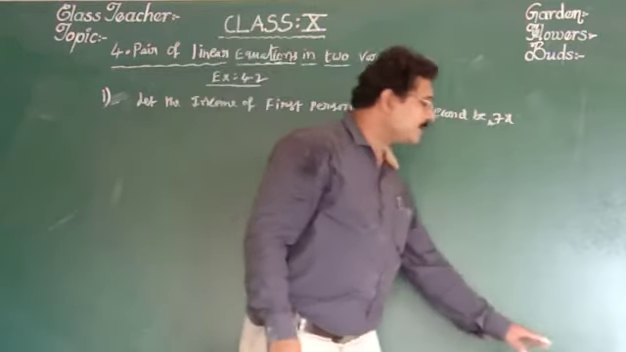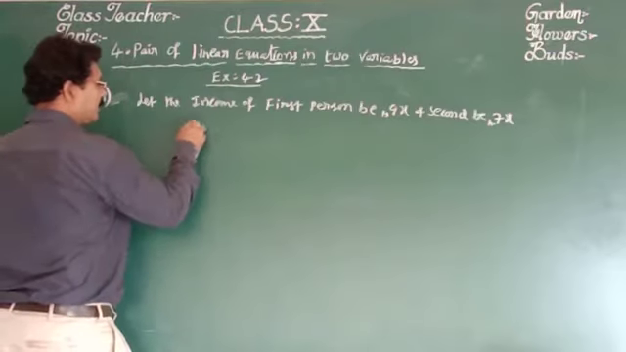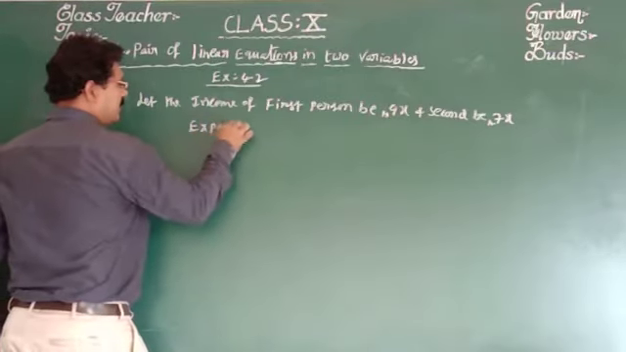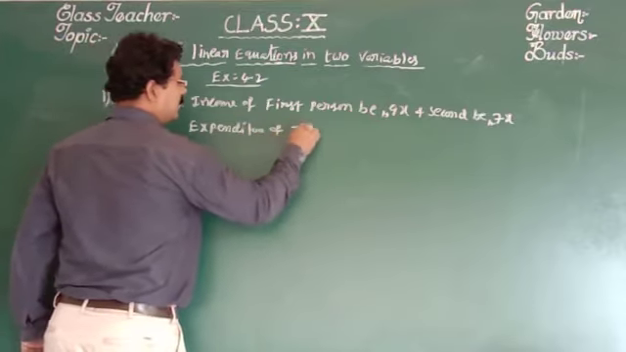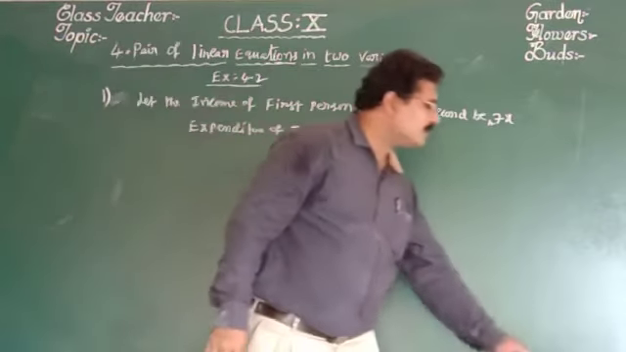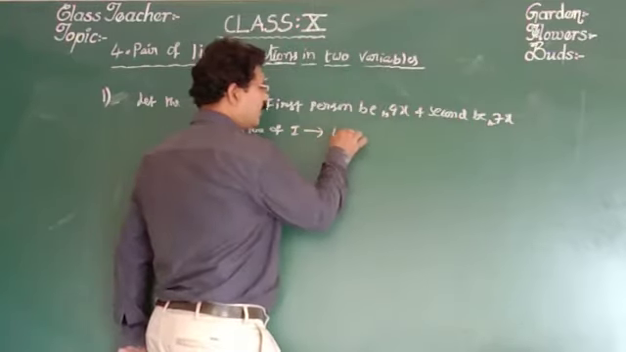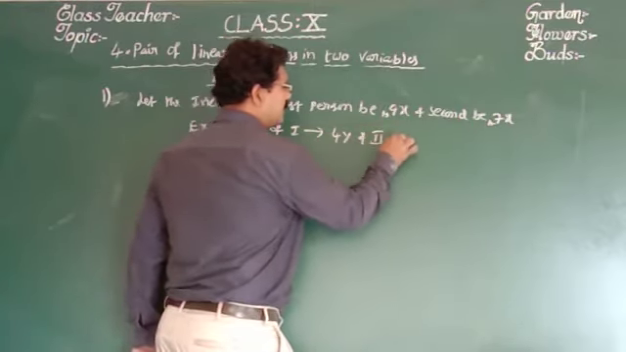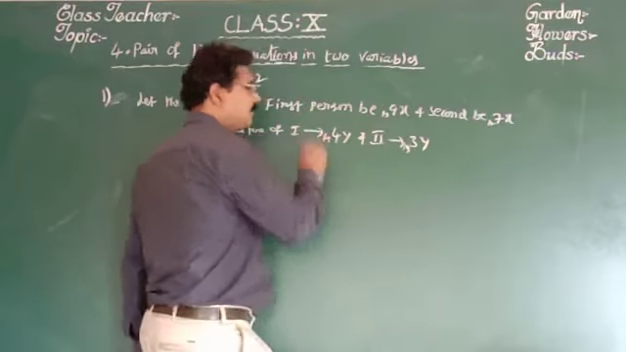Next, further, let the expenditure of the first person be, what is the ratio given? 4:3. So that's why 4y, and the second person is 3y. That is rupees 4y and rupees 3y.